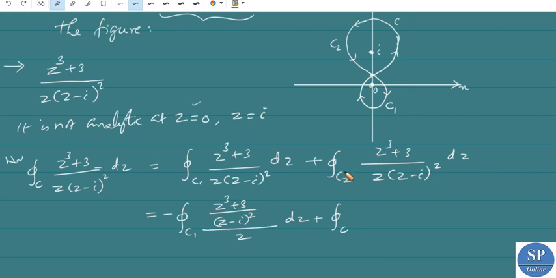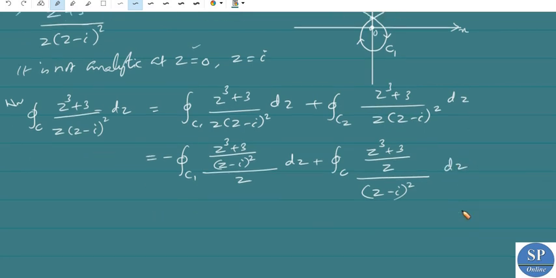Here on C2 we know z equal to i lies inside C2 and z equal to 0 lies outside C2, right? So we can rewrite this integrand as (z cube plus 3) divided by z, whole divided by (z minus i) whole square, dz. Okay, so this can be written as minus I1 plus I2, where I1 is this integral and I2 is this integral. So we can separately evaluate these integrals. Okay, now number this as 1.